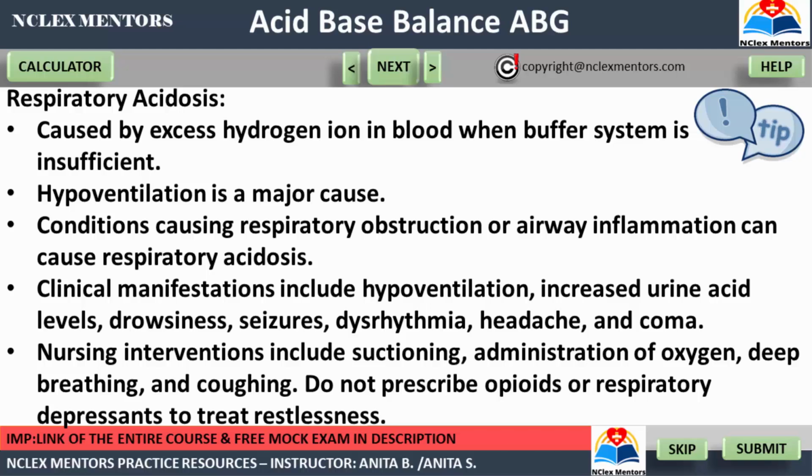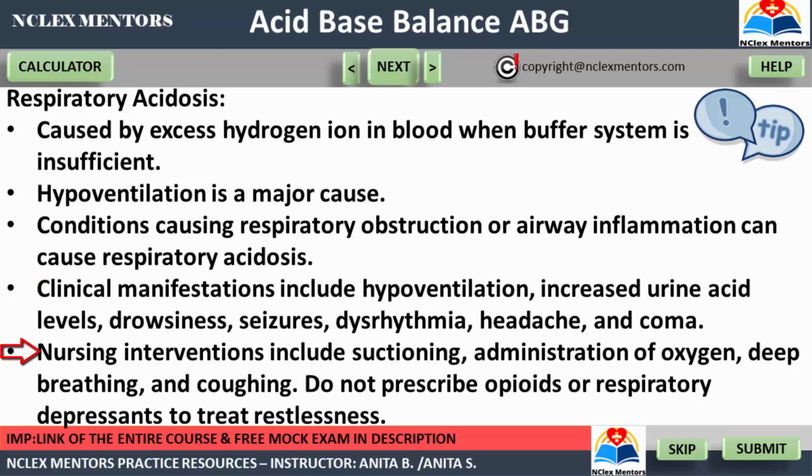Respiratory acidosis. Respiratory acidosis is caused by an excess of hydrogen ions in the blood when the buffer system is insufficient. Hypoventilation is a major cause of this condition. Additionally, conditions that cause respiratory obstruction or airway inflammation can lead to respiratory acidosis. Clinical manifestations include hypoventilation, increased urine acid levels, drowsiness, seizures, dysrhythmia, headache, and coma.